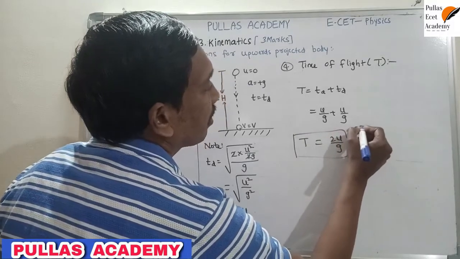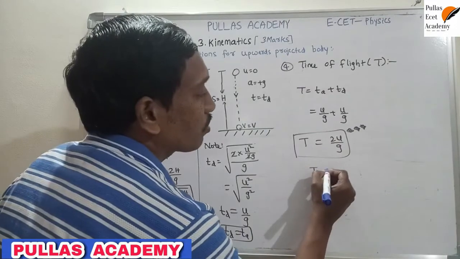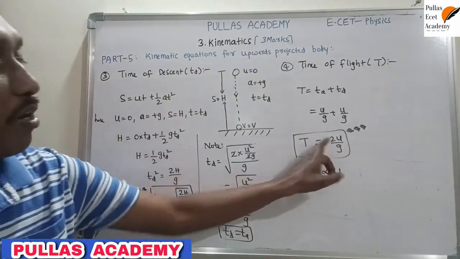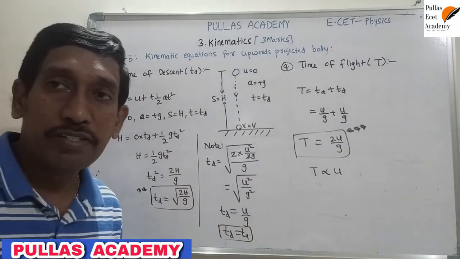Time of flight is equal to 2u by g. Time of flight is also directly proportional to the initial velocity, since these two are constants. So these are the parameters.